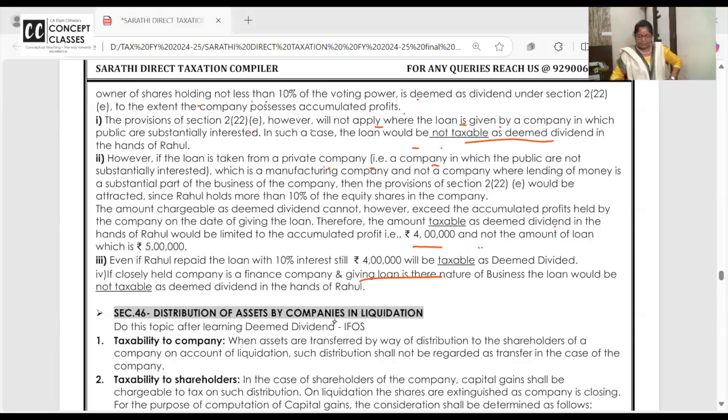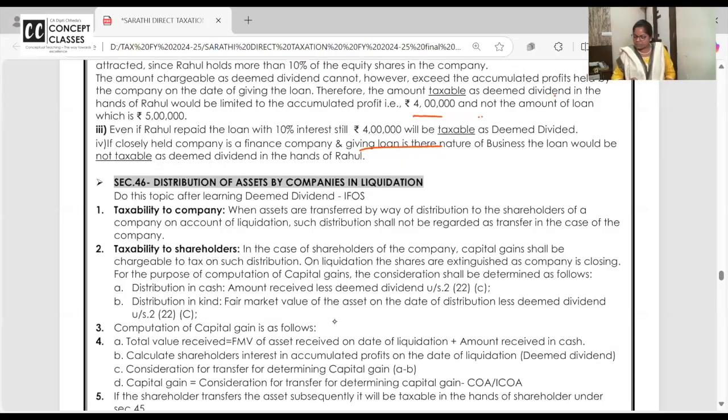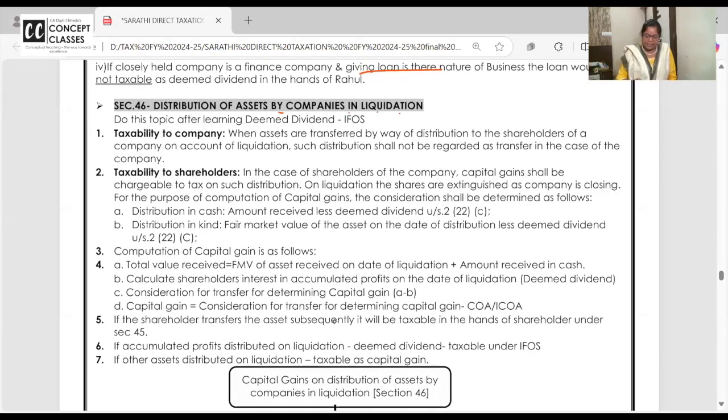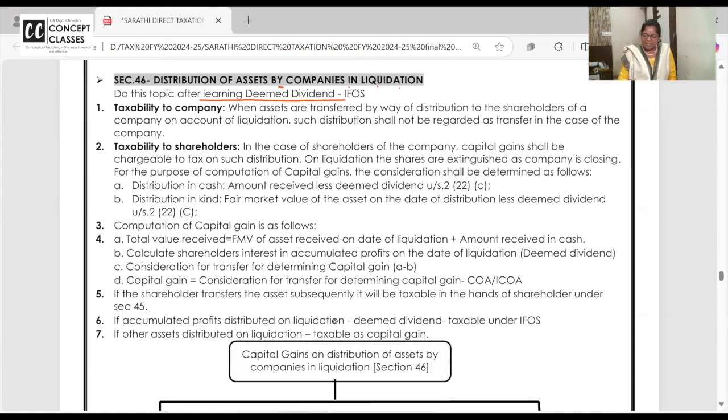Now, the next one we are doing. It's a very nice question and I would not solve it orally. I'll take it in writing, beta. Distribution of assets by company in liquidation. Do this topic after learning deemed dividend income from other source. That's why I printed it here. If you check, this is a part of your capital gain chapter. But when I complete solving the question in another 10 minutes, you will understand why I teach it with other source.